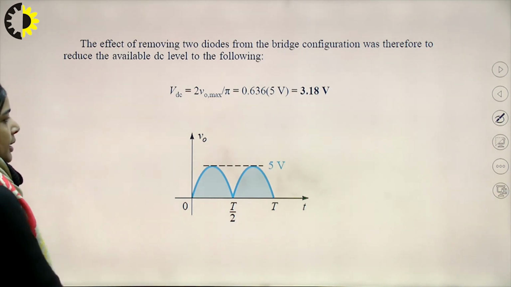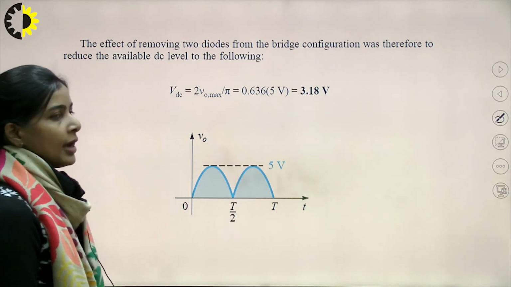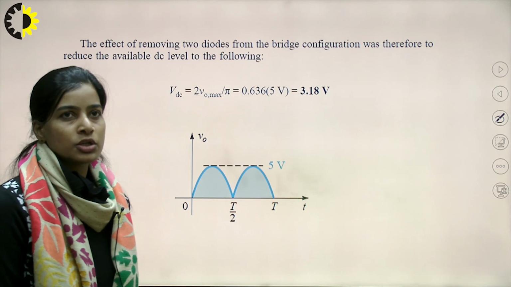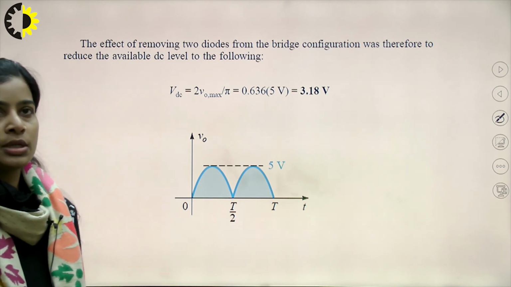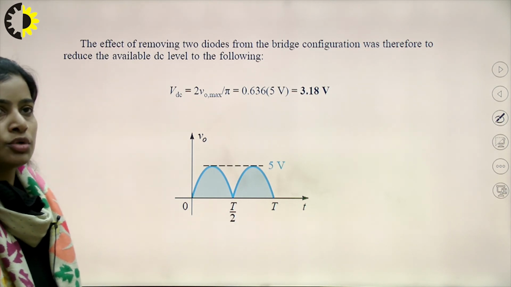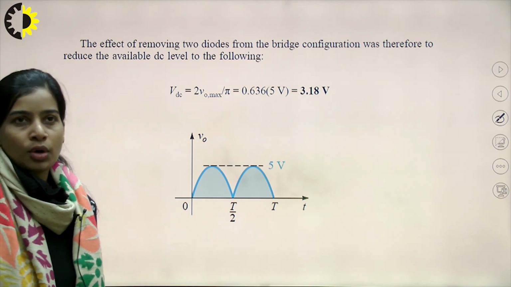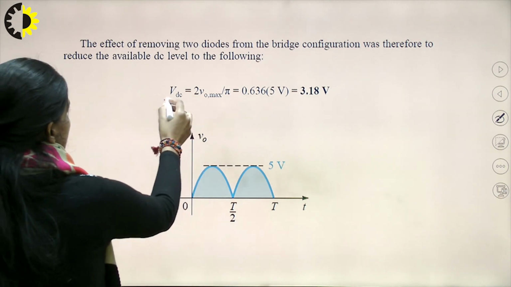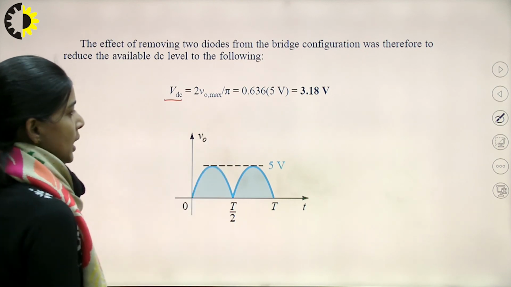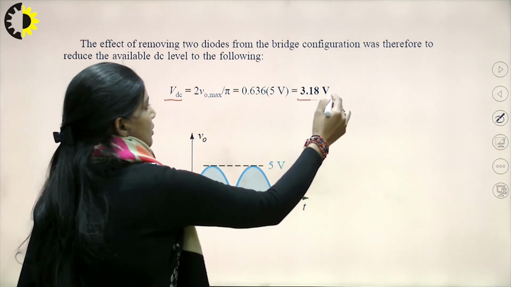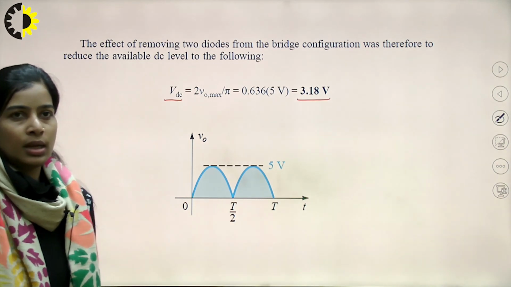For the next cycle we will again get 5 volts of the output, and the effect of removing the 2 diodes from the bridge configuration was therefore to reduce the available DC level to the following. That DC level will be 2 V0 max by pi, and that we get as 3.18.